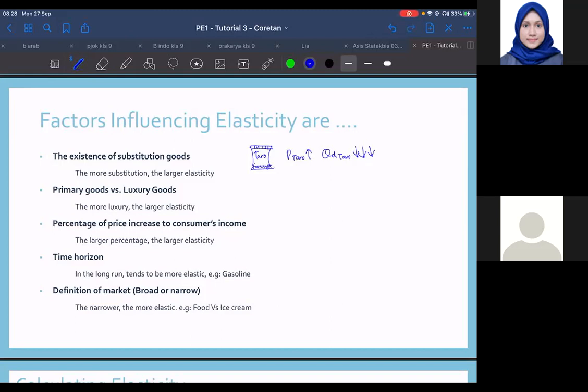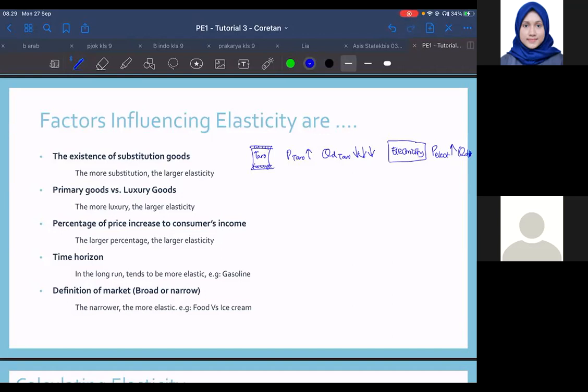If we compare to electricity in Indonesia, for example, if the price of electricity in Indonesia is increasing, the quantity demanded by people in Indonesia will not decrease by that much. Why? Because there are no substitutions. People only buy electricity from PLN, the state-owned corporation. So the quantity demanded will decrease, but by a small amount. Here I write the arrow with a small arrow only. So that is the existence of substitution goods.